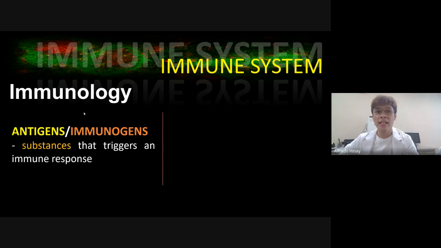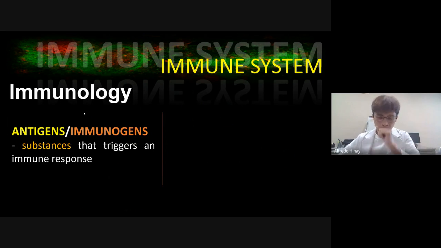So take note, class, that antigens or immunogens are substances that trigger an immune response. And sir, what are examples of antigens? Because we don't have any idea about the term antigen. We heard this already, but we don't know what an antigen is. But basically, class, antigens are, for example, carbohydrates, proteins. DNA is an antigen also, class. And when we discuss in detail about the antigens, they have a hierarchy, class. Hierarchy, meaning the lowest immunogen and then the highest immunogen. And we will try to discuss that.